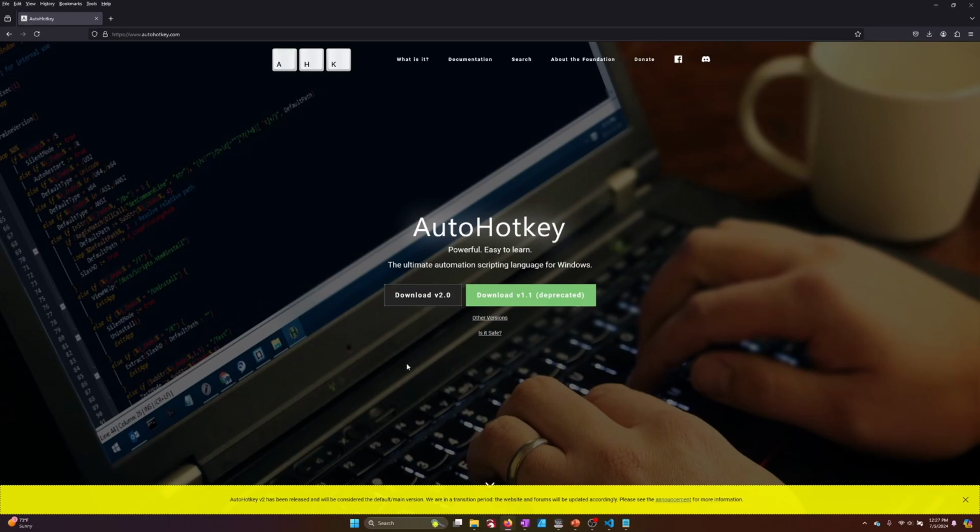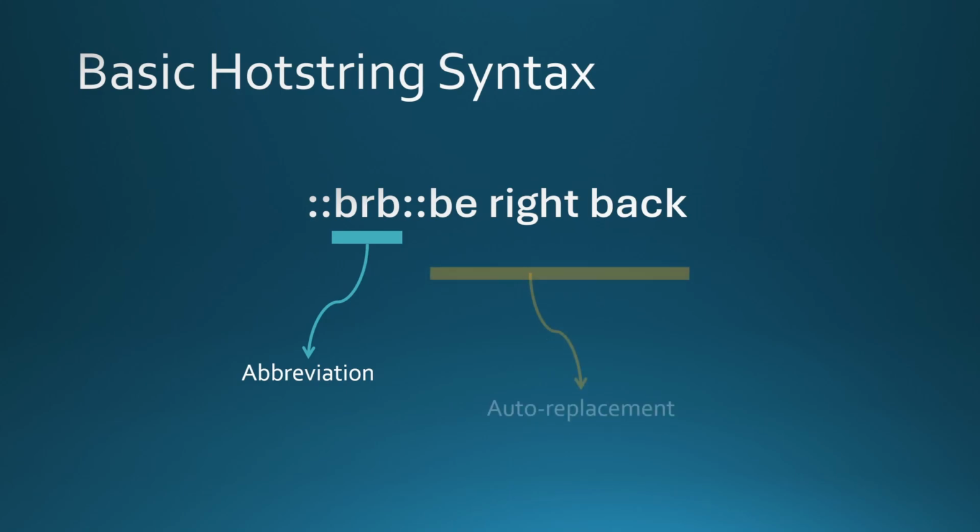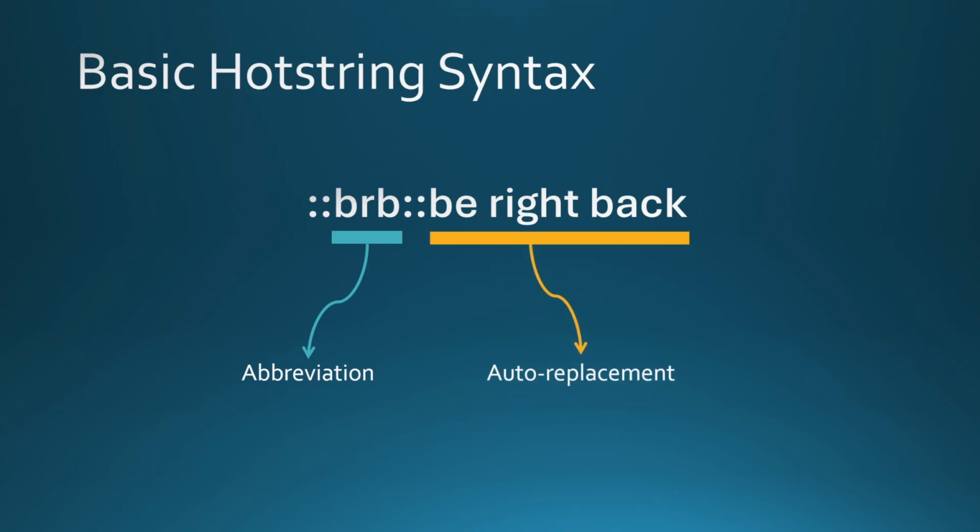AutoHotkey lets us create custom hotkeys, but in our case, we're going to use something called a hot string. Hot strings are often used as text expansions, where you can set up an abbreviation to type, and that will be replaced by some longer text that you define. So here's the basic syntax to creating a simple hot string in AutoHotkey. On the left side, between the two pairs of colons, we define the abbreviation, in this case, BRB. And on the right side, after the last set of colons, we define the auto replacement portion. This allows us to type out BRB, and after an ending character, such as a space, a comma, a period, it will automatically be replaced with the text "be right back."